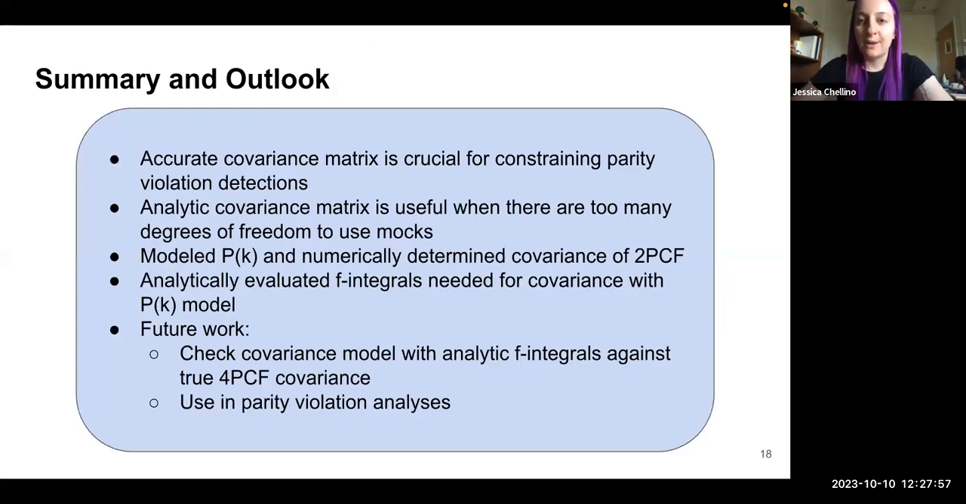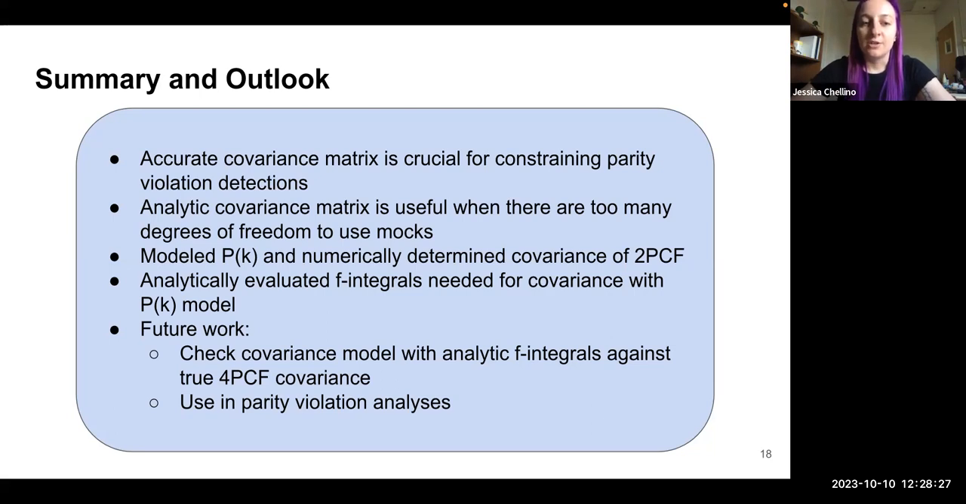Okay, so just to wrap up what I talked about, we really need to get an accurate covariance matrix if we're going to do parity violation searches. An analytic matrix is useful when there are too many degrees of freedom to get the covariance from mocks. To get the analytic covariance, I modeled the power spectrum and numerically determined the covariance of the 2PCF using that power spectrum to check that it was a suitable model to use.